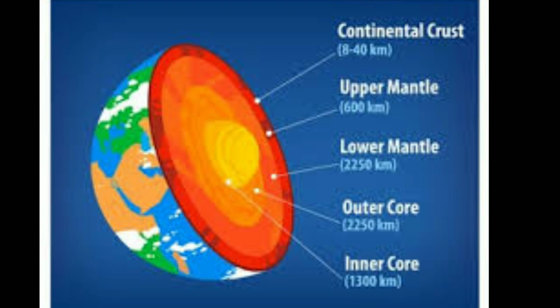Second one is mantle, a partially molten state, which is called magma. There also we can see 2 parts. One is upper mantle and another one is lower mantle. Upper mantle is partially in a molten condition and lower mantle consists of solid condition of magma.